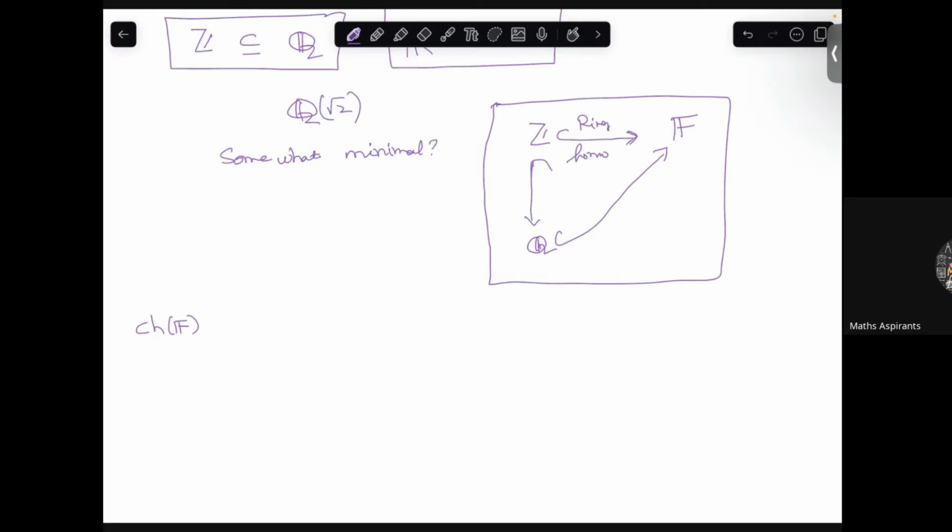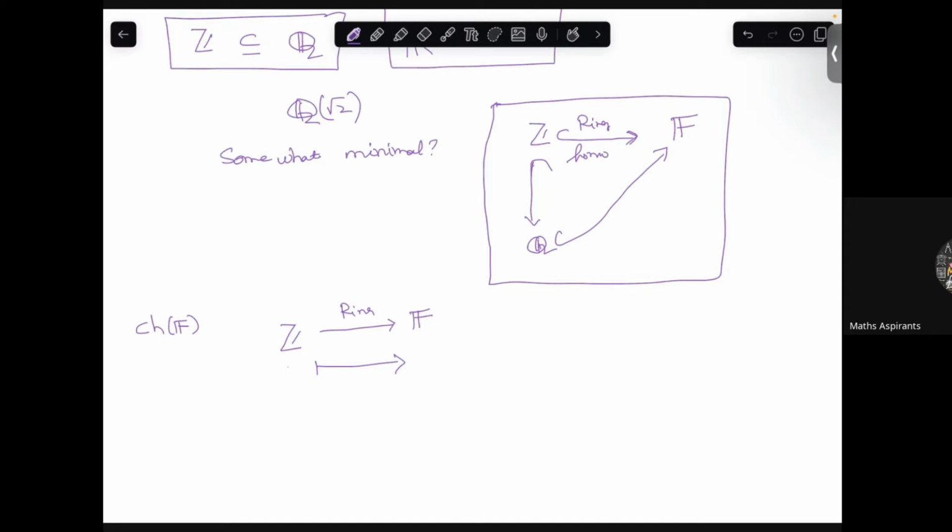people have done it in a different way, but we can do it in this way. Okay, you start with Z and send 1 to the 1 of F. You take any field. I'm trying to define what is the characteristic in this way. You send, and this automatically becomes a ring homomorphism. This becomes a ring homomorphism. Okay.